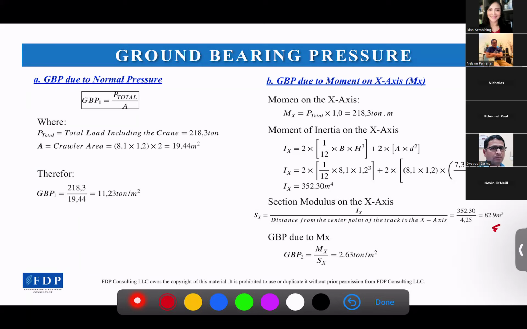Then the ground bearing pressure we can calculate by dividing the moment on the x-axis by the section modulus itself. So 218.3 ton meters divided by 82.9. So we got the ground bearing pressure is 2.63 tons per square meter.